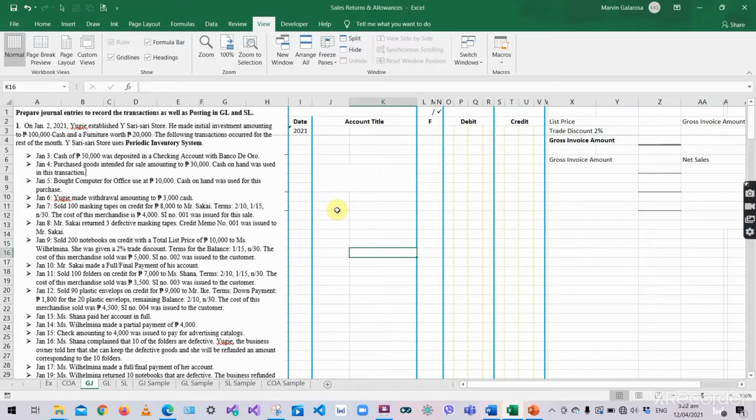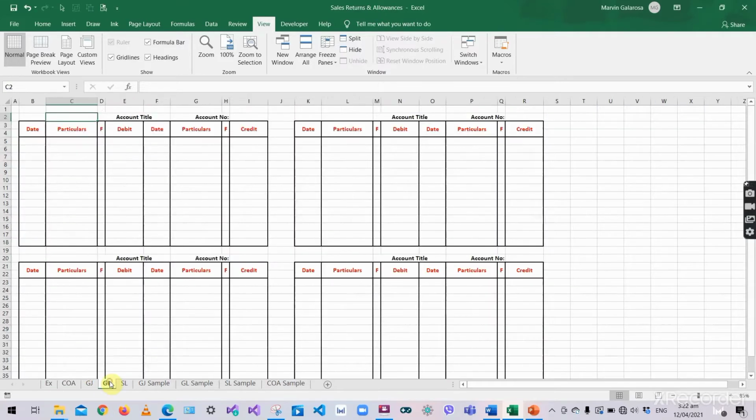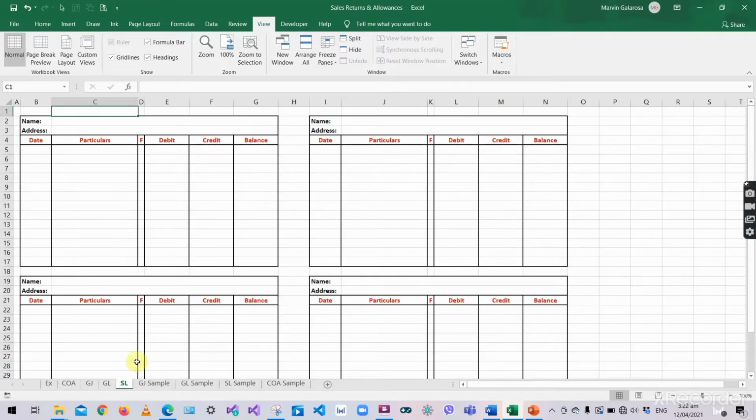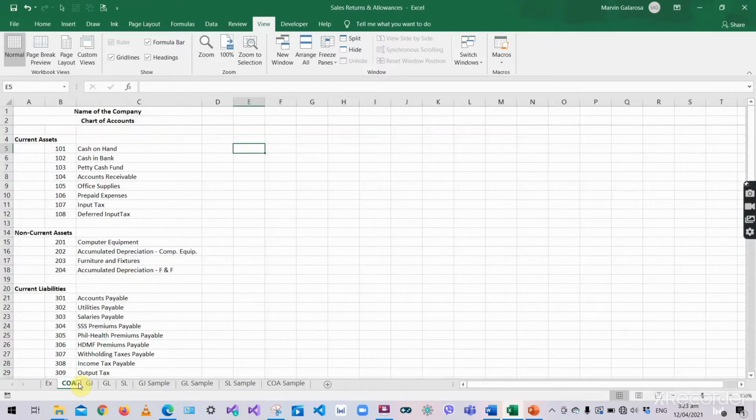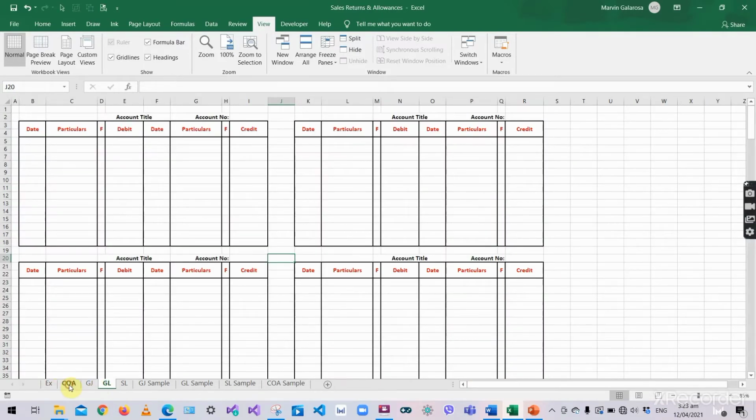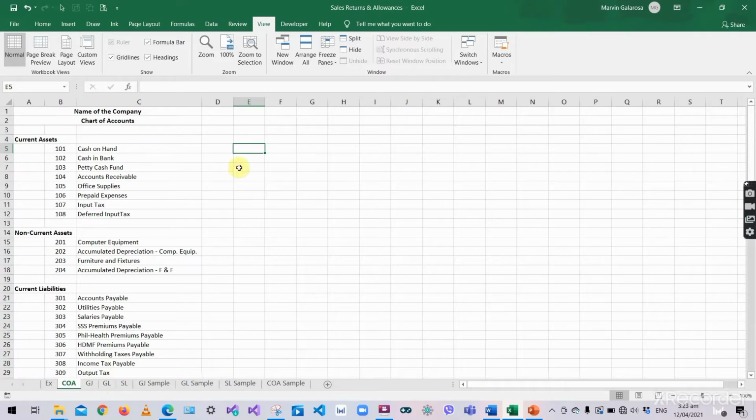So last time we had discussed sales returns and allowances. This time we will have a comprehensive example where we will also make use of the chart of accounts, postings to the general ledger, and subsidiary ledger. And afterwards, once we're finished with the general ledger, we'll create a trial balance. But first, let us define these books as well as the tools used.